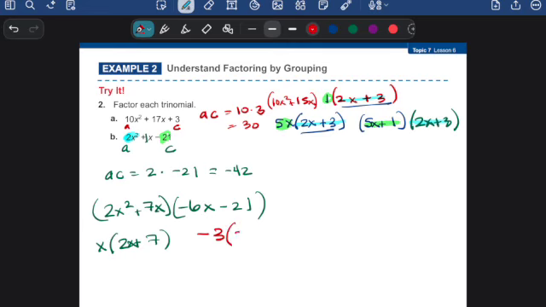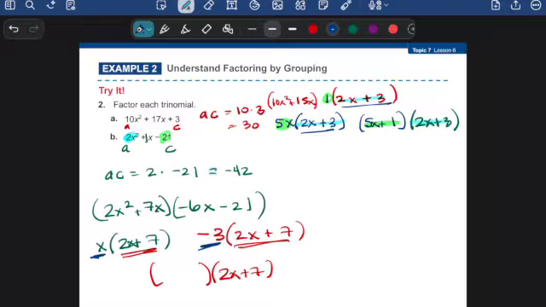So then I'd have positive 2x and positive 7. Okay, that works because I have 2x plus 7. That's my common binomial. So I'm going to write that down. How do I get my other binomial? What's going to go in the second set of parentheses? Take the coefficients, or the greatest common factors outside the parentheses, x minus 3.